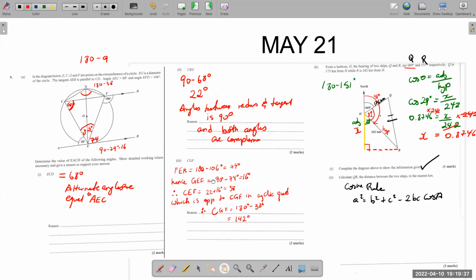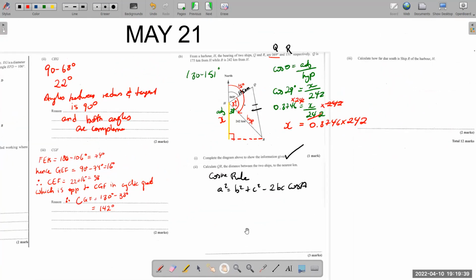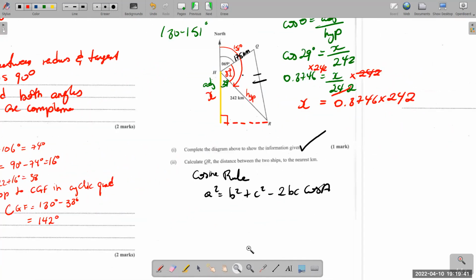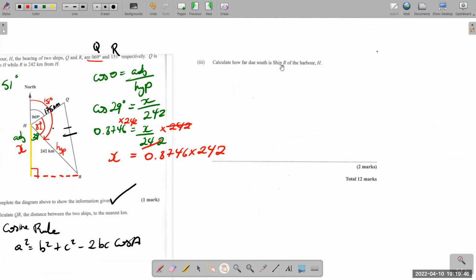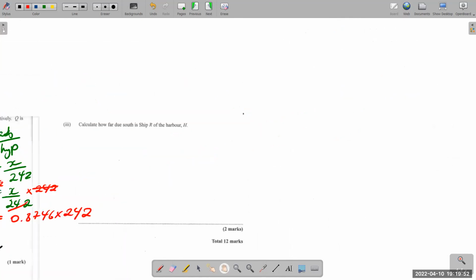Everybody see how manageable this is? If you understand what you should be thinking. The hardest part, I'm going to be honest, is this last one here, because if you don't know what due south means, you would get confused. You just got to remember, these coordinates have angles.